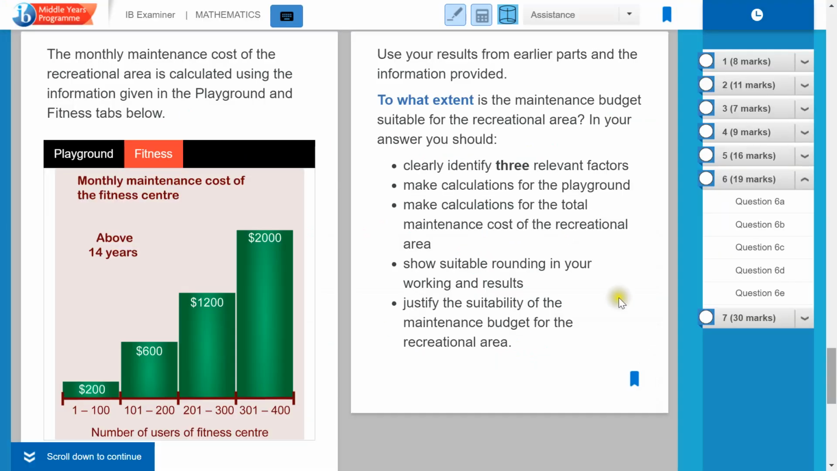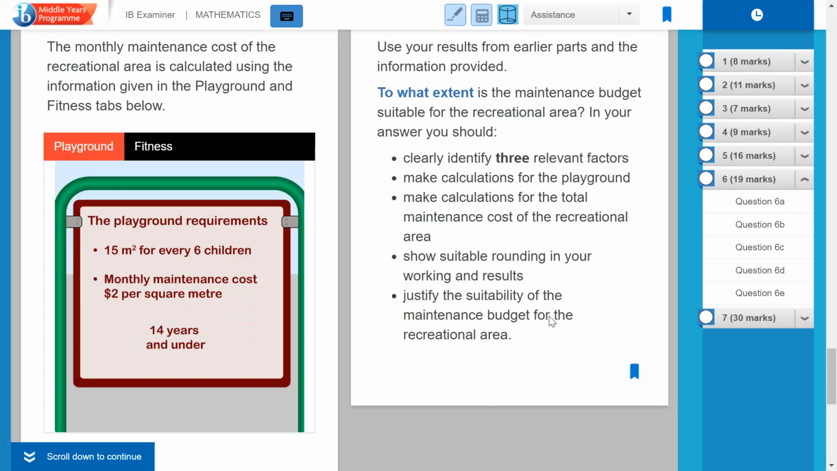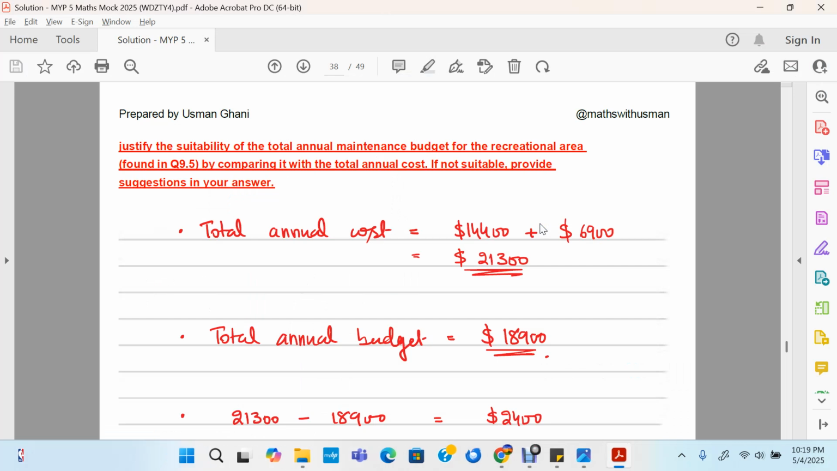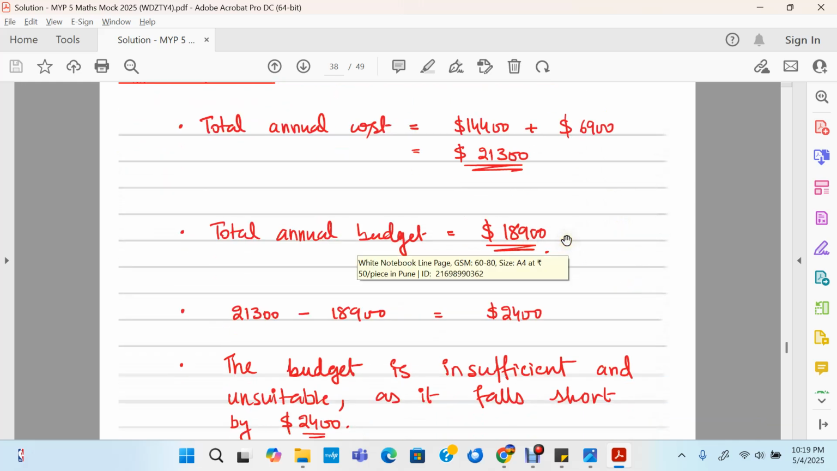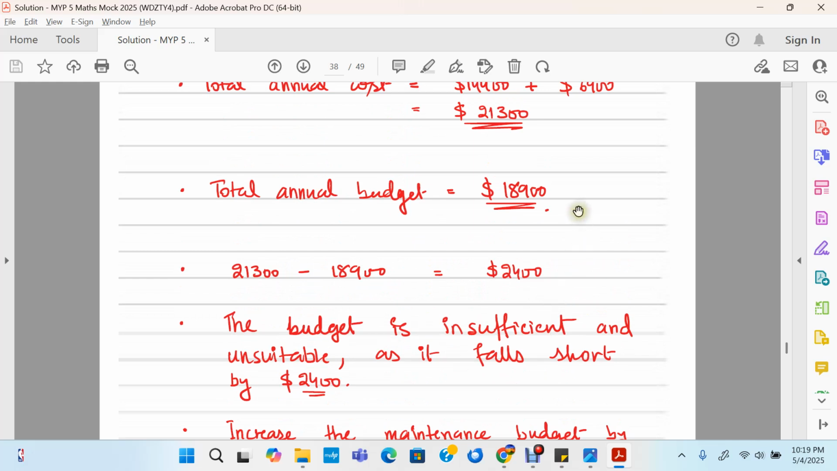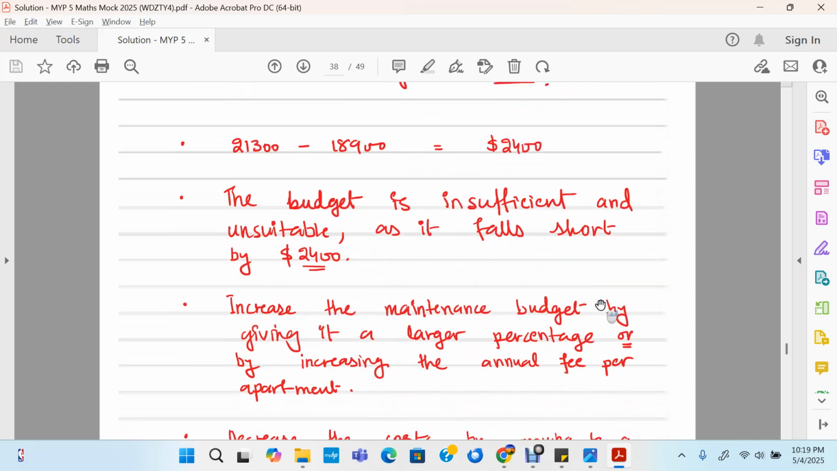So now the total cost, obviously show suitable rounding. I don't think there's any rounding needed. Justify the suitability of the budget. Is this annual budget that you calculated suitable? So first add the total cost. Total annual cost for the playground and the fitness center comes out to be 21300. But the budget overall is this. The costs are more than the budget. The costs are $2,400 more than the budget. I do the subtraction, okay? Which means that the budget is insufficient and unsuitable as it falls short by $2,400.